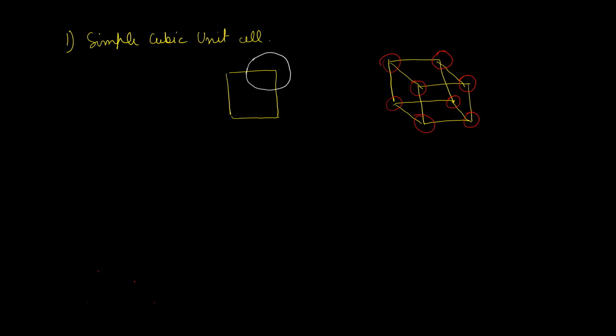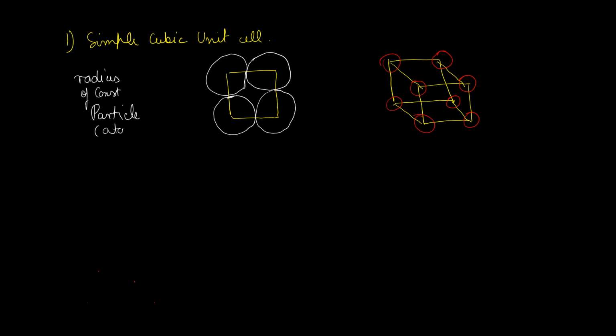This is one particle at one corner. This is another particle at another corner. I have shown only one face of the cube. It would be like this. They will be literally touching each other, right? Now let us assume that the radius of the constituent particle, and here I am considering it as an atom, say this unit cell consists of atoms, so the radius of the constituent particle or atom is r.